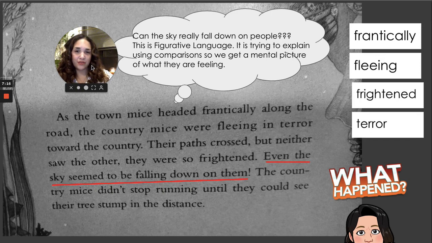This is figurative language. It is trying to explain using comparisons so we get a mental picture of what they are feeling. Oh, so what do you think people feel if the sky falls on them? How will you feel? I think I will be scared, right? So let me go back to these words. Frantically, fleeing, frightened, terror. Oh, what's the feeling of this paragraph? Is it negative or is it positive? What do you think?